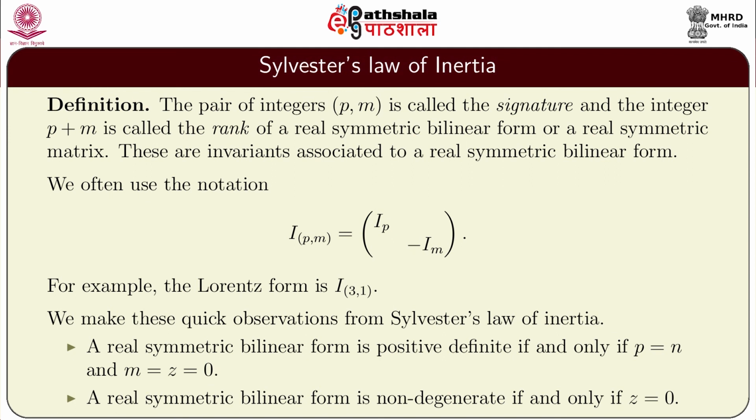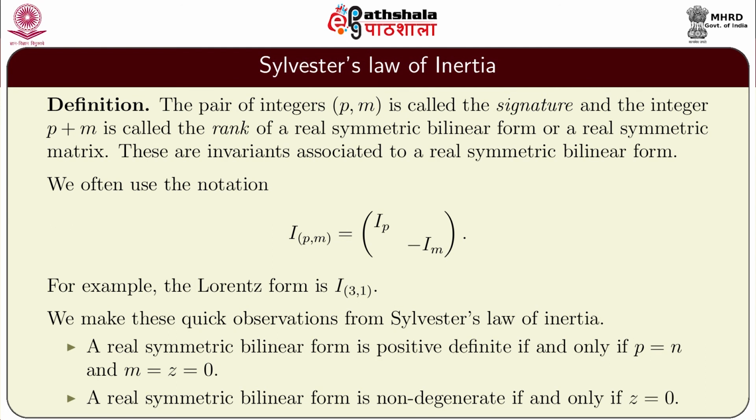This gives us the definition of signature and rank of real symmetric bilinear forms or a real symmetric matrix, and these are invariants associated to a real symmetric bilinear form. And we often use this notation IPM to denote this block form, that is IP minus IM. For example, the Lorentz form that we saw is of the form I31.